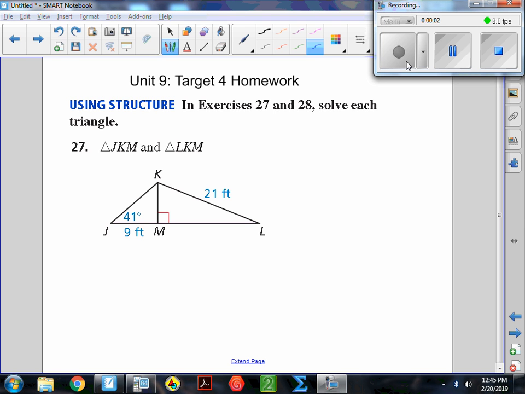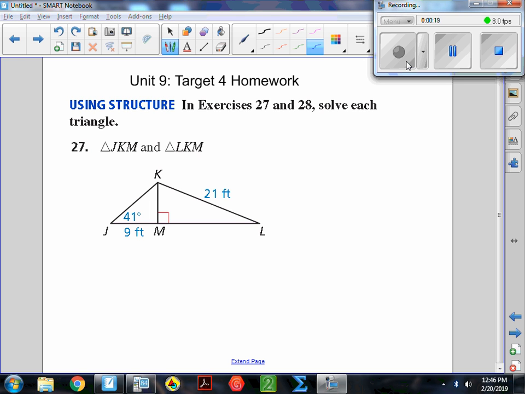Okay, Unit 9, Target 4, number 27. I have triangle JKM and triangle LKM, so the two smaller triangles that make up the big one. It says solve each triangle. That means they want all the angle measures and all the side lengths.